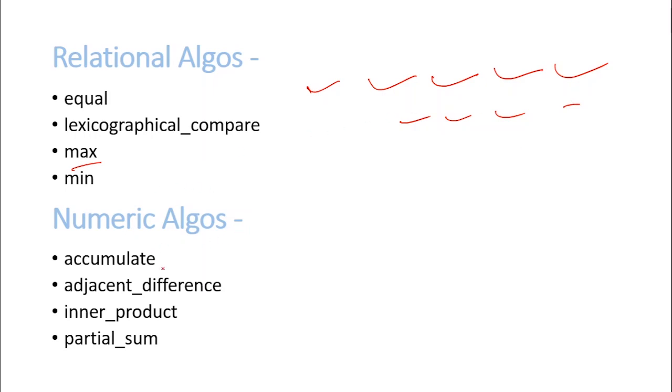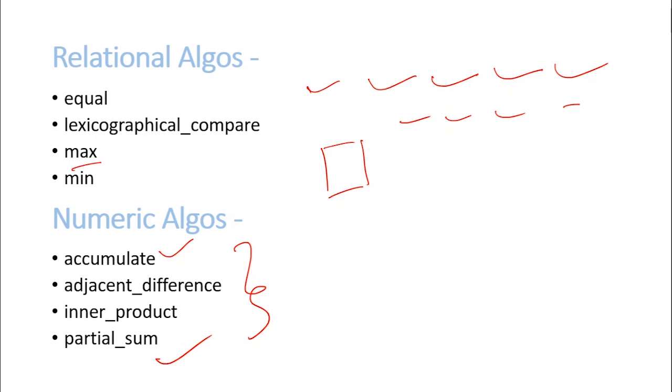And there are some numerical algorithms like accumulate to accumulate the values, adjacent difference, you know what that means, inner product to find all the products, and partial sum to compute partial sums. They are not very much used, but yeah, they are there. And there are also many other algorithms that I'm not covering here because I think they're not that important, and whenever you need those things, you will learn them once you get a hang of STL.